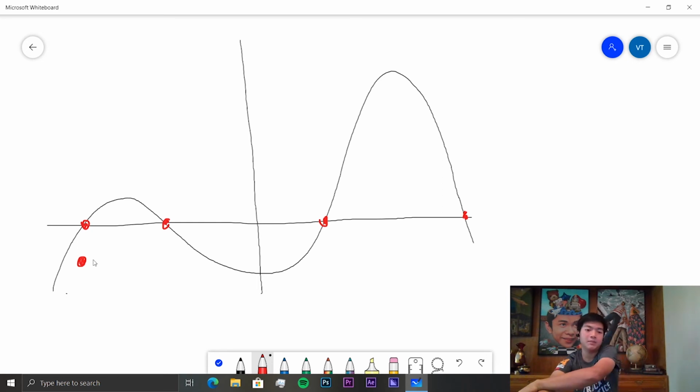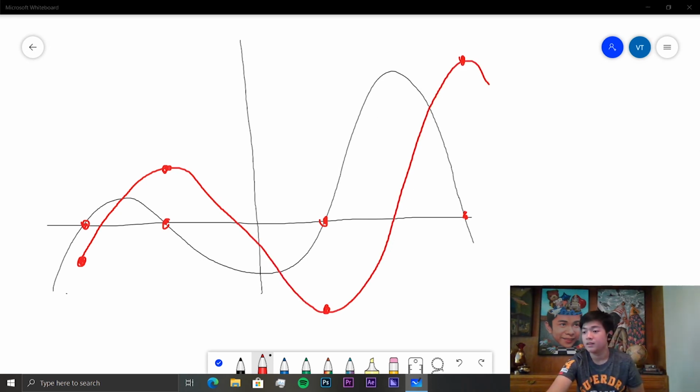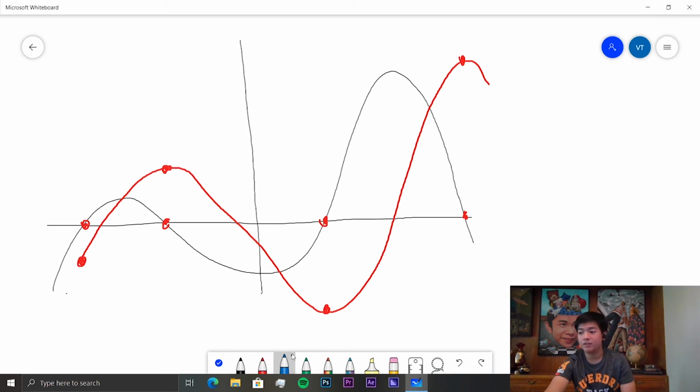So we'll say that's a minimum. This is a maximum. This is a minimum. And this is a maximum. So we will get maybe something that looks a bit like this. Yeah, and now we need to get the original graph from this function.